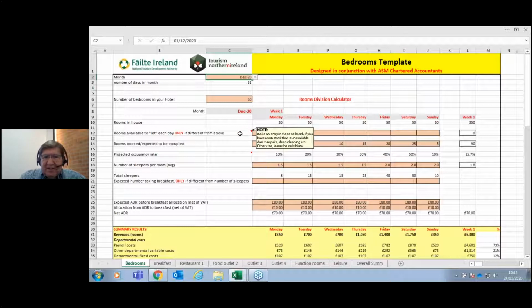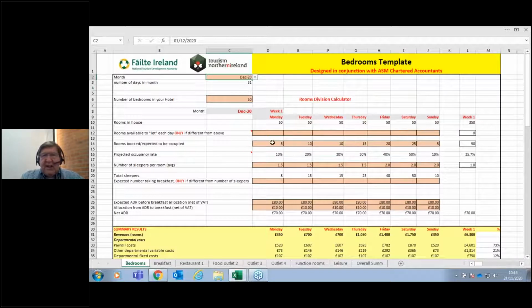In some of the cells, you'll see a little red triangle in the right-hand corner, and that means that there's a little accompanying note in there that just gives you a bit of additional guidance. So you don't always have to keep referring back to the guidance notes that you can print off the Tourism NI website. Where you see that, if you just roll the pointer over the cell with the little red triangle, the note will automatically pop up.